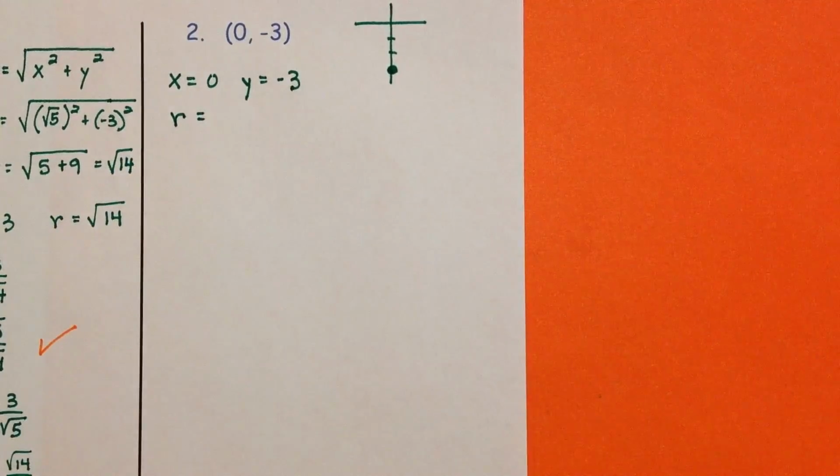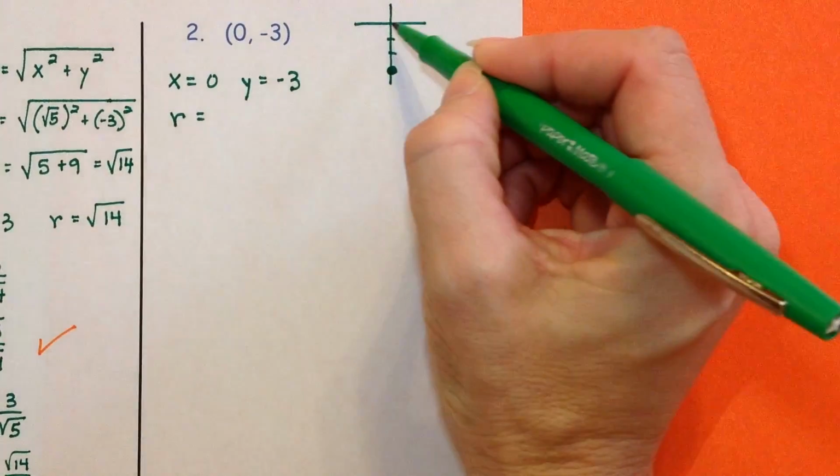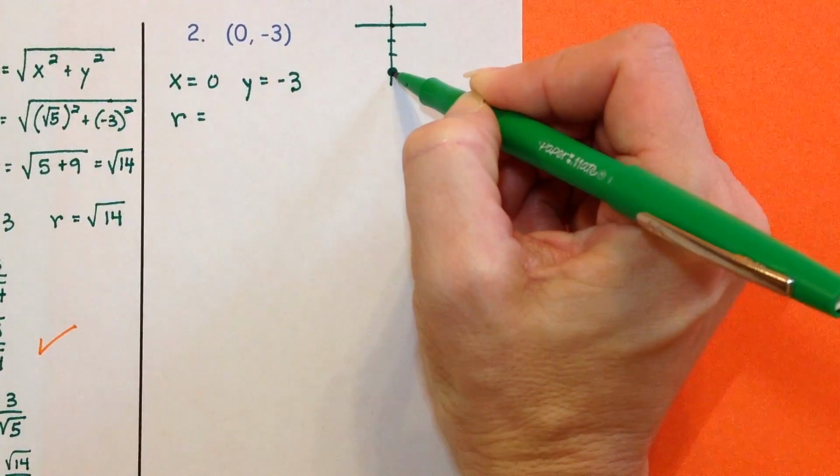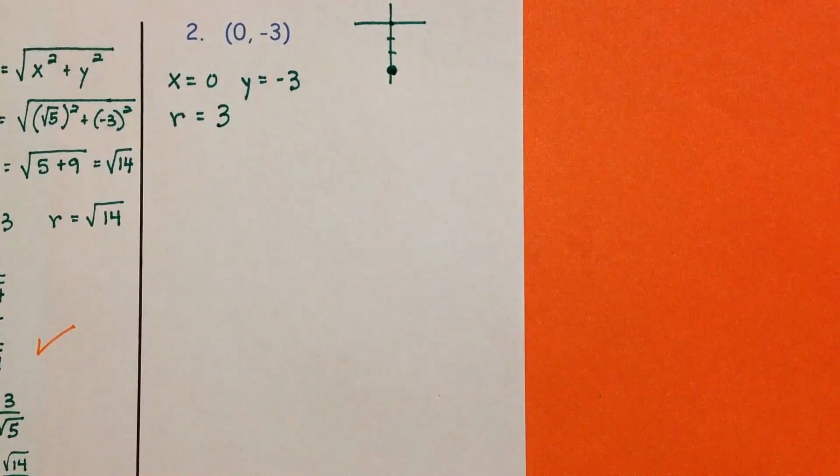Now, you can use the formula just like I did on the previous example, but if you remember, the definition of r is that it's the distance from the origin to the point. So how far is it from the origin to this point is simply just a distance of 3. I mean, the fact that you're just going straight down to that point, you can basically just look at it and tell what r has to be. Now, it doesn't matter that I went down. Remember, r is always positive, okay?